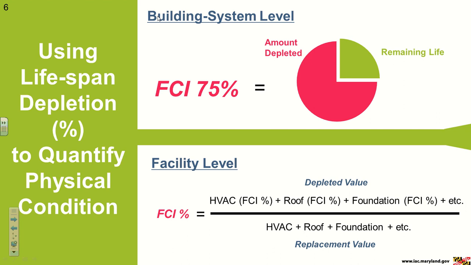One follow-up point on that is that, as Bob mentioned, we do not use an FCI that is based on the full replacement value of a facility. It's based on the key systems, which could be 10, 15, 20, 25 different systems. We have 3 examples listed here: HVAC, roof, and foundation. And those are the systems that are assessed for depletion and against replacement cost, which may not add up to the total cost of a brand new complete facility, because not all of the systems and components of a facility are essential to educational sufficiency and to delivery of teaching and learning.